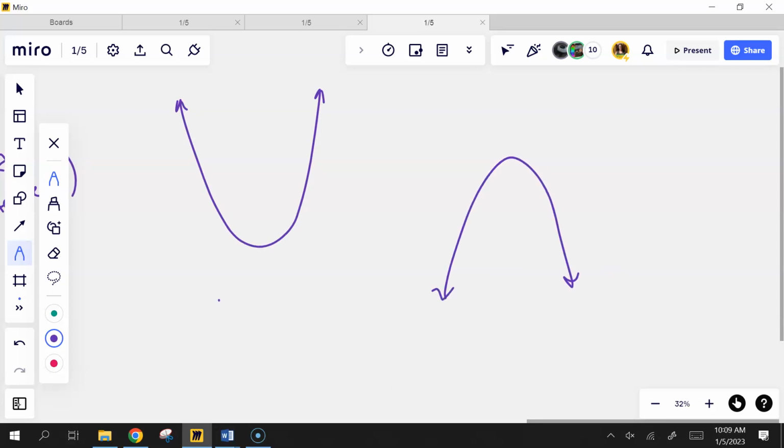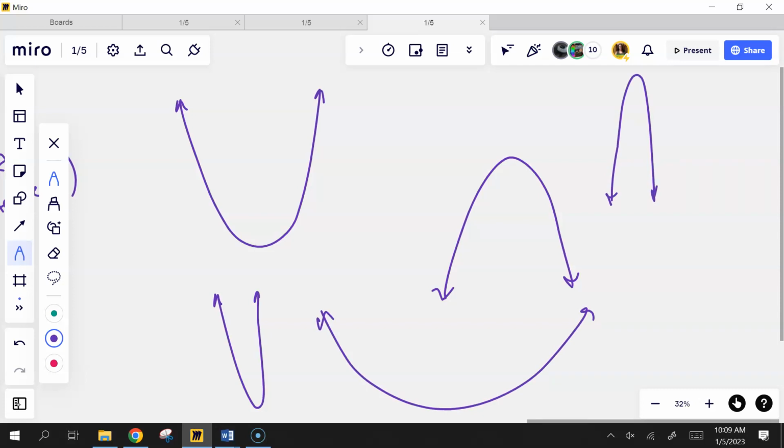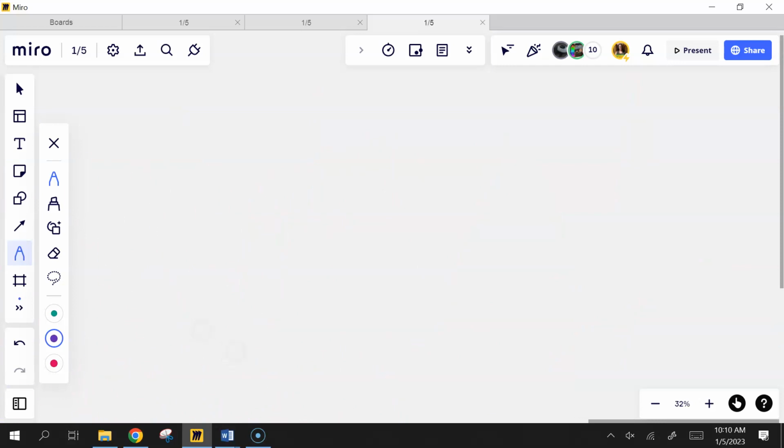And not only can it be up or down, but it could be super skinny, really wide, either way, right? All of these are different parabolas, and they're all quadratic. So as we graph them, I'm going to teach you how to look at the equation itself and pick out some pertinent information that will help us in graphing. So let's look at an equation.